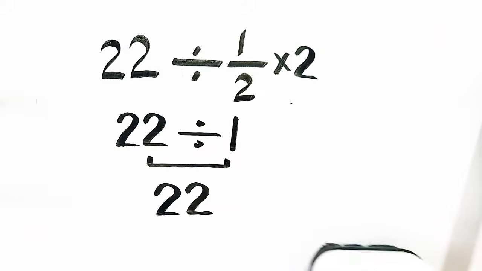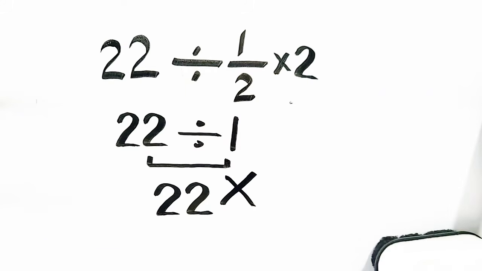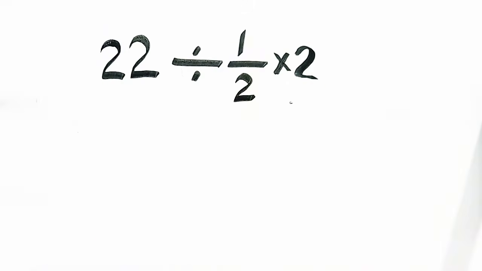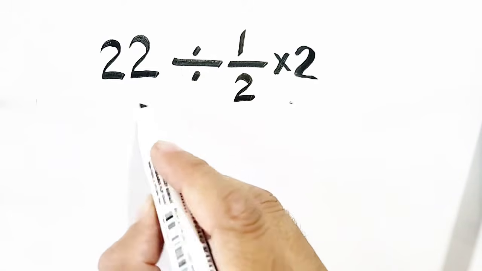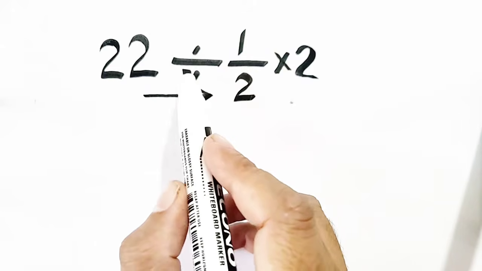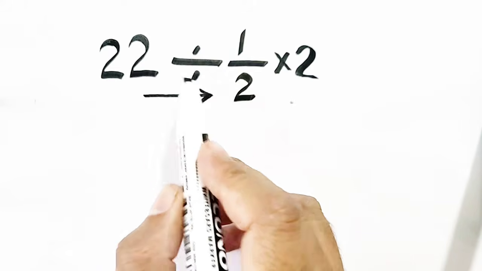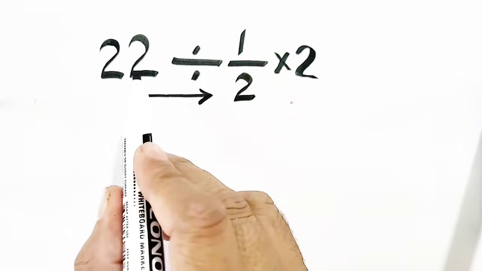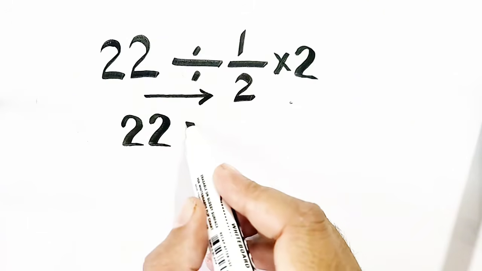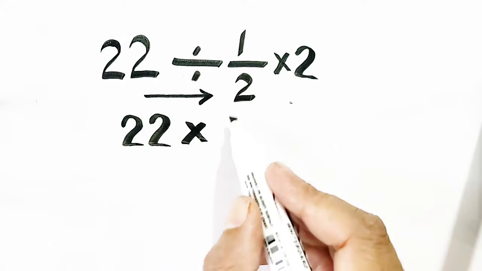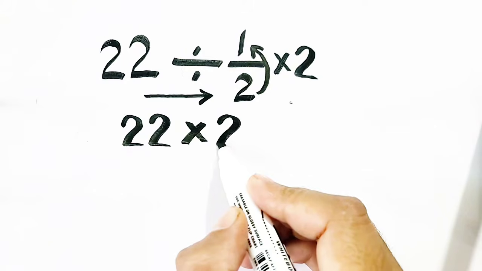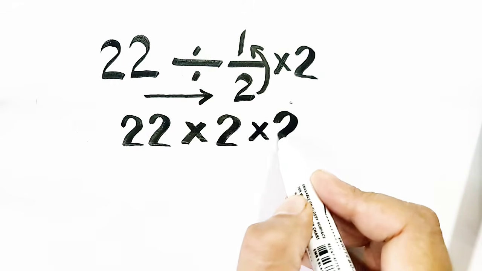But remember that it is not correct, so we have to solve this question again by obeying the rules, because the rule is to move from left to right, and as division is at the left, the division will be performed first. So we will get 22 as it is. Divide is converted into multiplication, and 1/2 is flipped, so we will get 2 times 2.